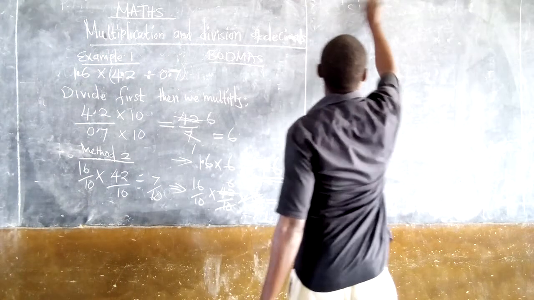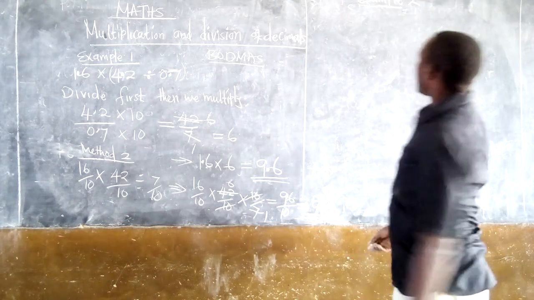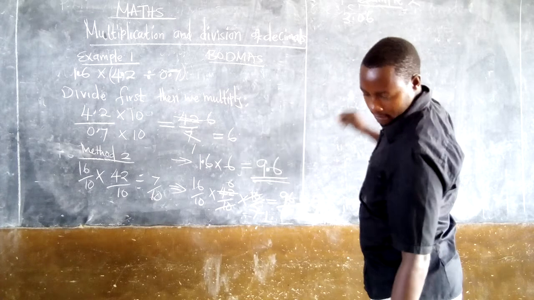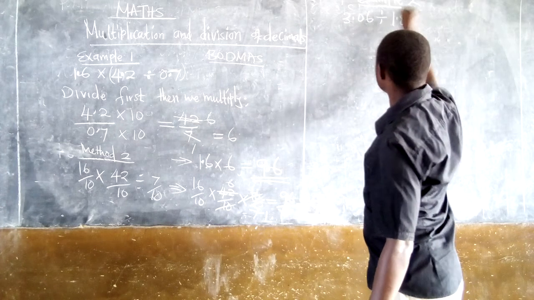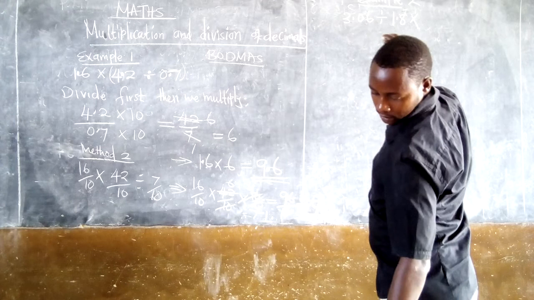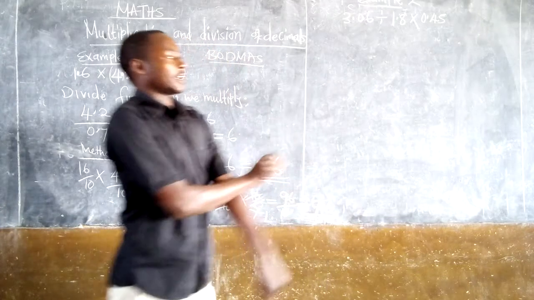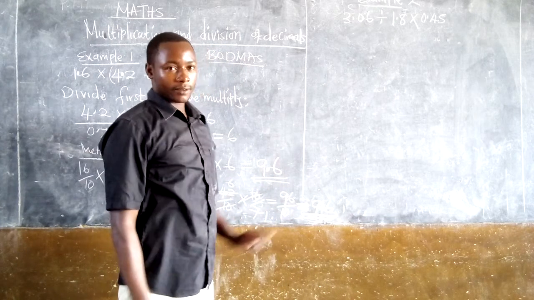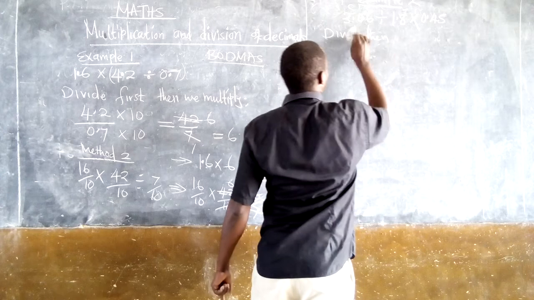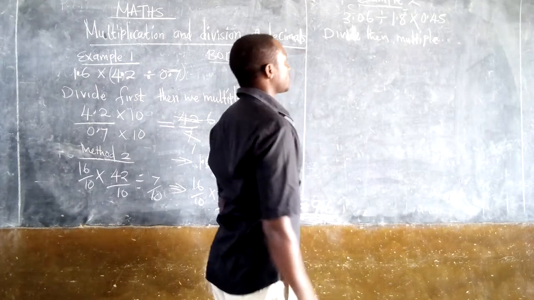Example 2. We are given 3.06 divided by 1.8 times 0.45. When you are given such an exercise again, you start by dividing. Our first step is divide, then multiply. So we have two steps there. We start by dividing.